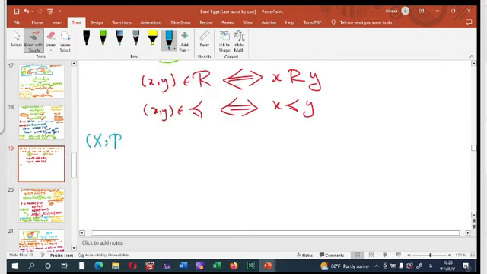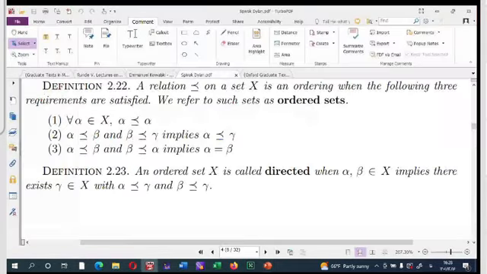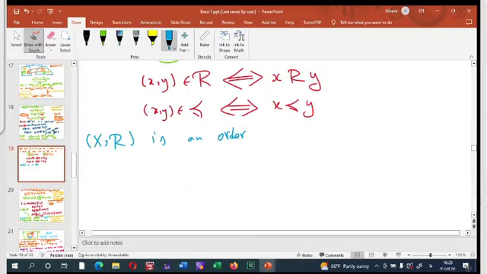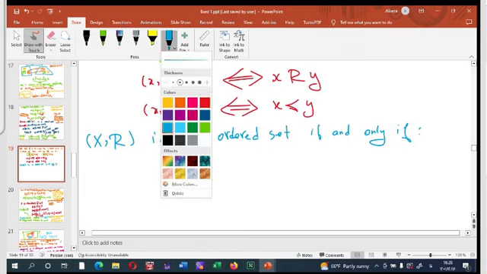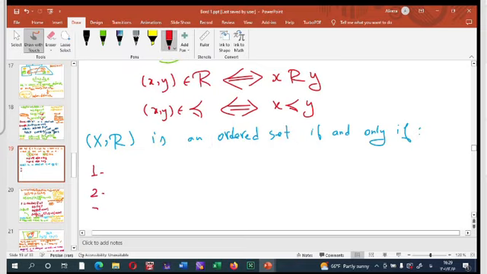X and this relation is an ordered set, okay? If and only if we have these three properties: 1, 2, and 3.